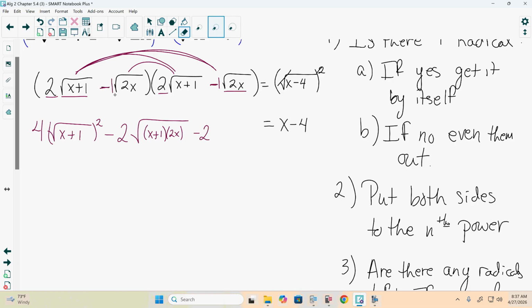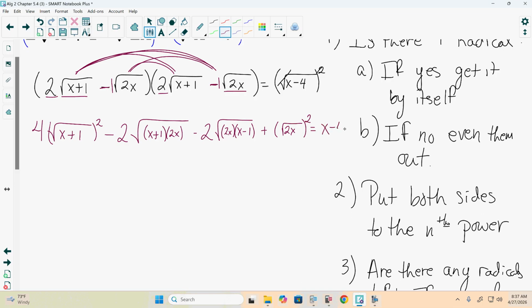The negative 1 times 2 is going to be negative 2. And inside the radical, I'm going to have to start moving some things. We're in negative 2, square root of 2x times our x plus 1. And lastly, our negative square root of 2x times negative square root of 2x. The negative times the negative makes positive. And we have the square root of 2x squared being multiplied by itself. And it's still equal to that x minus 4.